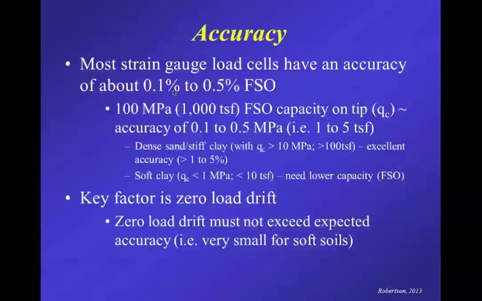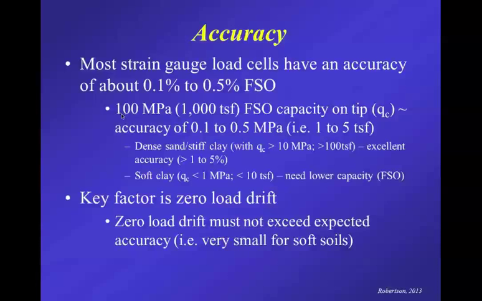So let's talk a little bit about accuracy. Most strain gauge load cells have an accuracy of about 0.1% to 0.5% of full-scale outputs. Most of them are actually pretty close to 0.1%. So a well-designed, manufactured, and well-maintained strain gauge load cell can have 0.1% of full-scale accuracy. So basically, the full-scale output divided by about 1,000.